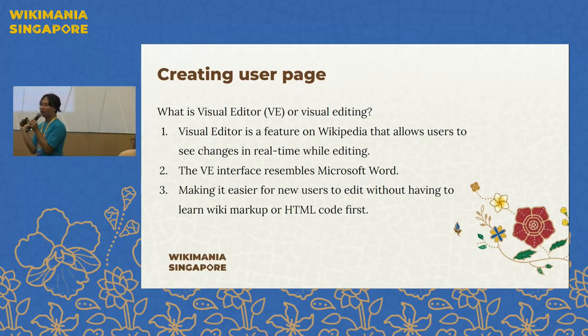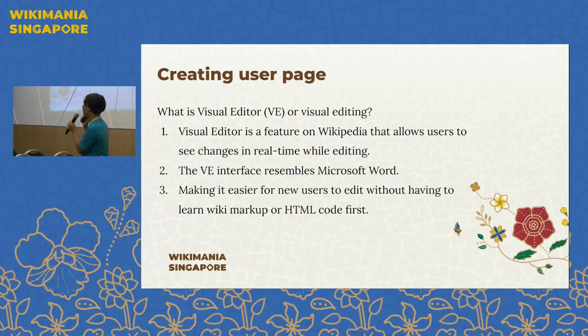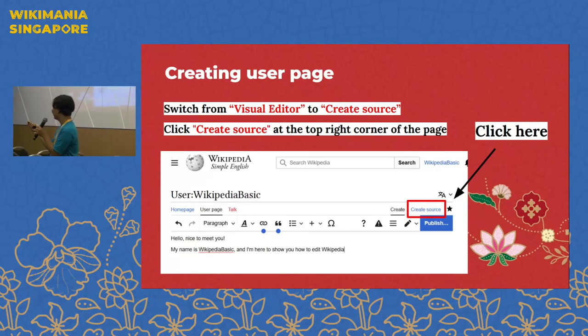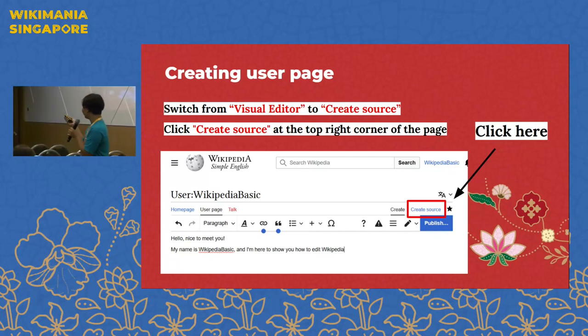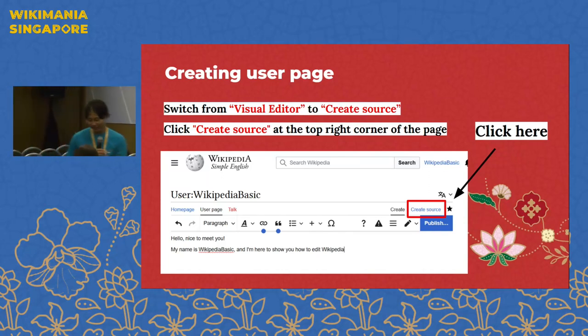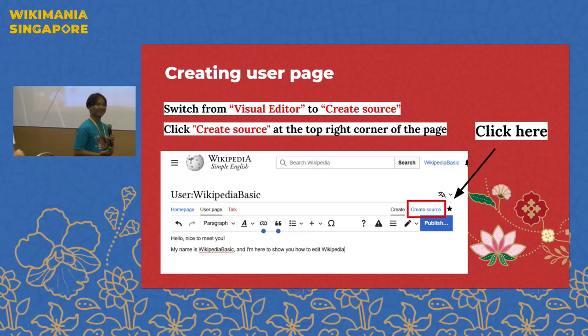So we will use the visual editor. The visual editor is a feature on Wikipedia that allows users to see changes in real time while editing. It is like Microsoft Office or Microsoft Word, so it is easy to edit or write. Now, here, you can write anything in your bio. Make sure that you do not write your personal information.